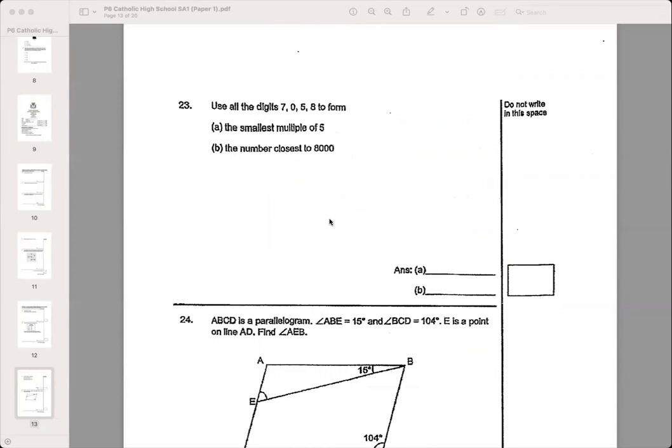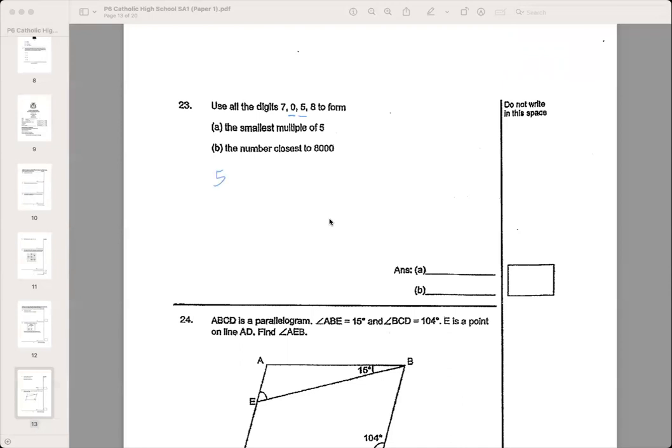Question 23. Use all the digits 7, 0, 5, 8 to form the smallest multiple of 5. So to be a multiple of 5, you must know that the last digit must be either 0 or 5. So let's try. Let's make the smallest number you can, beginning with the smallest digit. You want the smallest, right? So the smallest digit of these 4 digits is 5.